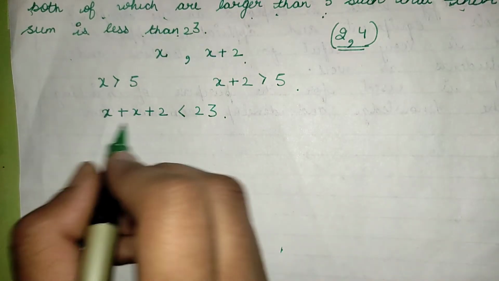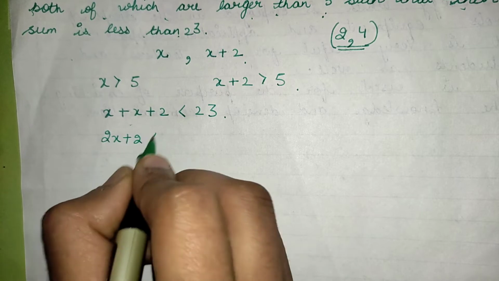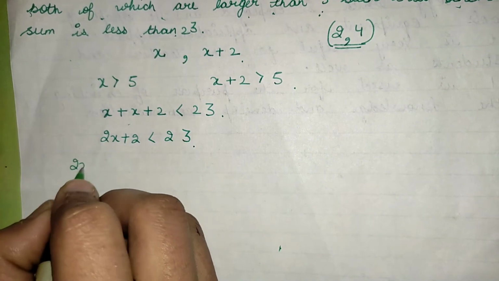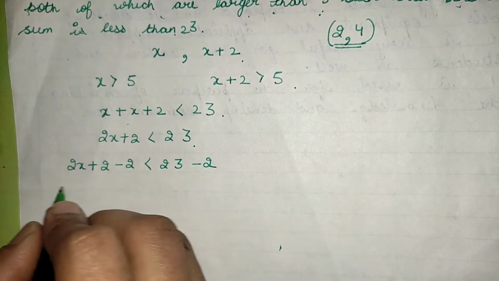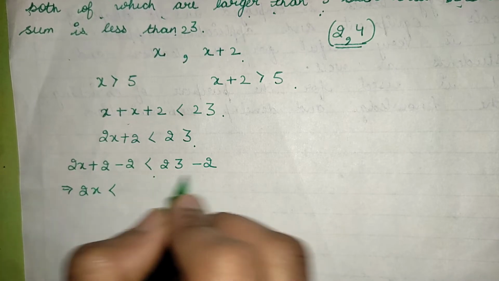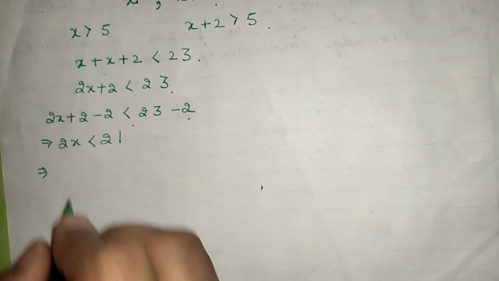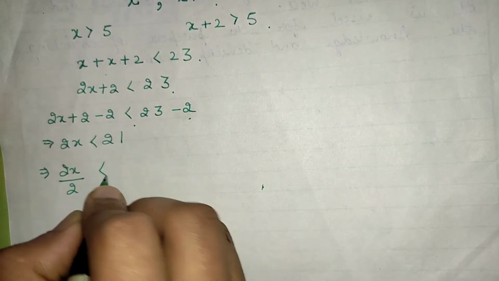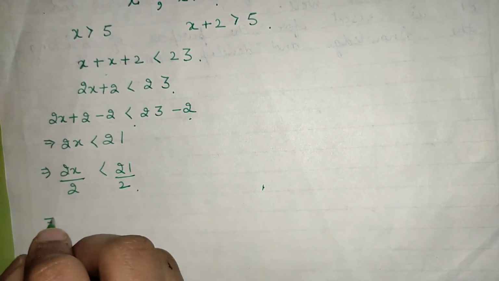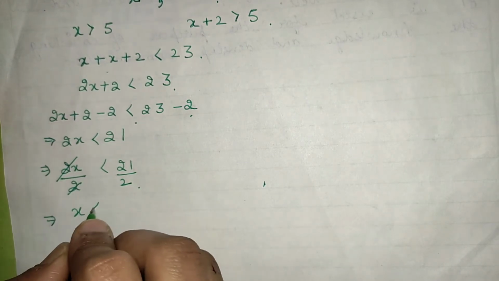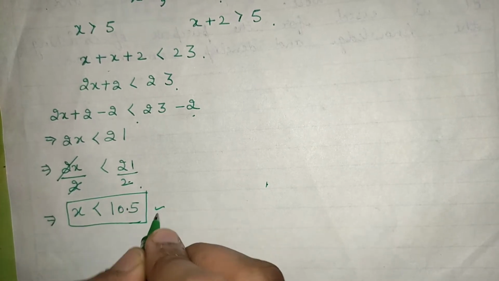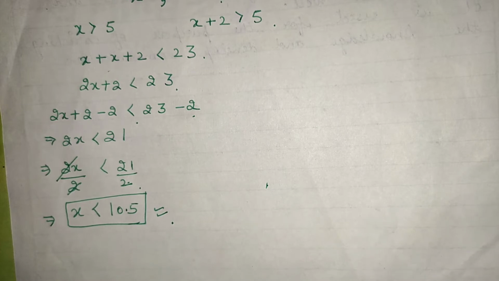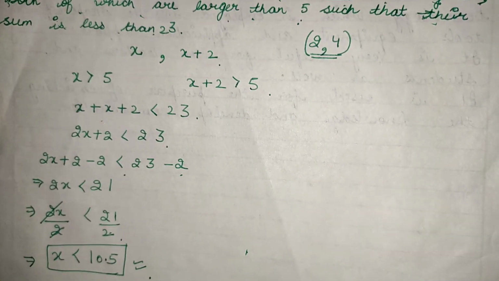When you solve this, you will get 2x plus 2 should be less than 23. Now when you subtract 2 on both sides, you will get 2x should be less than 21. So 2x by 2 should be less than 21 by 2. The 2 and 2 will get cancelled out, and x will be less than 10.5. I have done the steps a little bit faster because I think now you are able to understand how to solve the linear inequality.